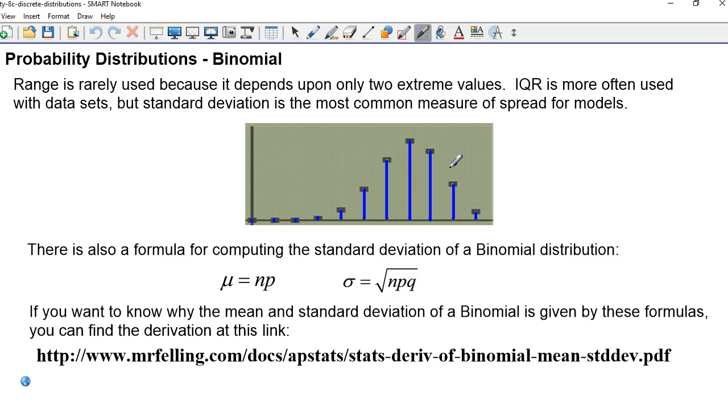Okay, so if you want to know more about where these formulas come from, np and specifically the square root of npq, there's a derivation for that, and I've got that posted on my teaching website at this address. So if you want to, you can look up and read that PDF document. It actually does require the use of some of the ideas that are in the Lesson 9 videos, so you might want to watch those first, but you can figure out where these are derived from if you're curious.